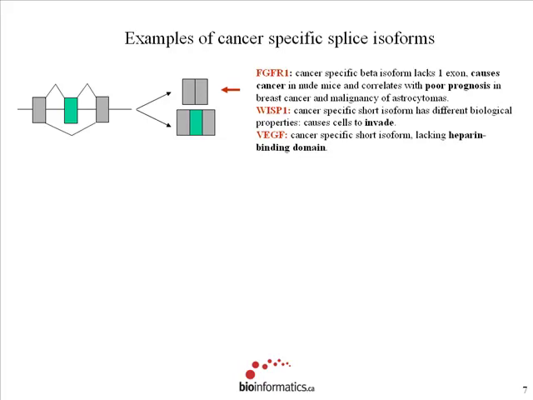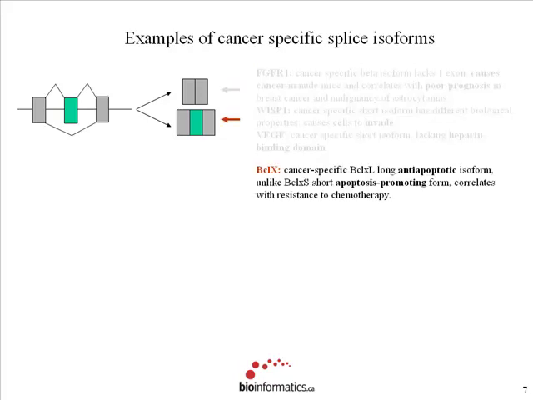For the FGFR1, for instance, there is one exon which is excluded in cancer, and it's related with poor prognosis. So for the WISP1 gene, there is a cancer-specific short isoform excluding the alternative exon, which has different biological properties.